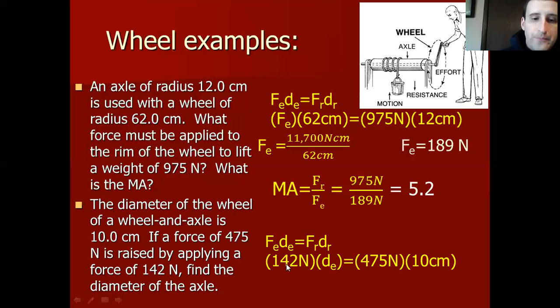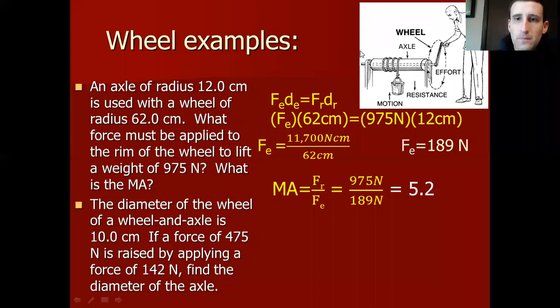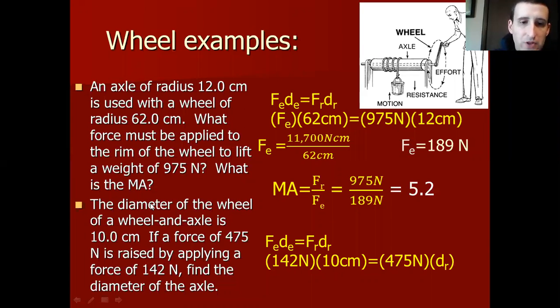And I wrote this wrong. All right, let's try that again. So the problem is unchanged, but now the math is correct. So this is the diameter of the wheel that goes with the person's force being applied to the wheel. 142 newtons is the person's force. 10 centimeters is the diameter of the person's wheel. 475 is the weight lifted by the axle, and then we don't know the diameter of the axle.